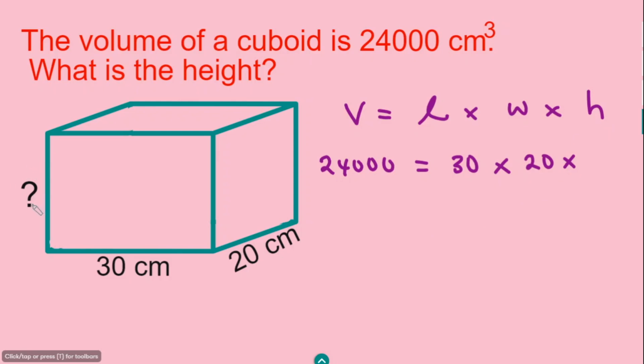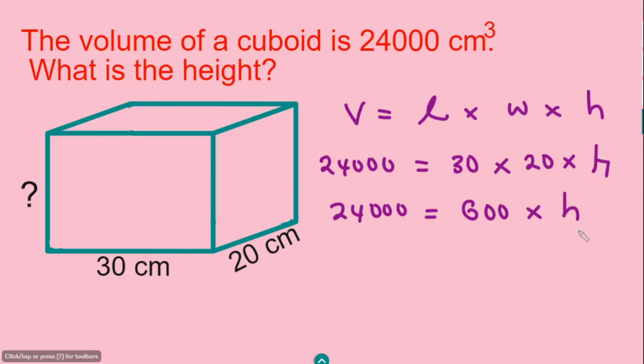Now the height, well, we don't know what it is. In fact, that's what we're really looking for, right? So I'm going to write here h for the height because we don't know what it is. Now let's see if we can simplify this even further. Of course, if you write this down, 24,000 is equal to 30 times 20, which gives us 600, and I'm going to multiply it by h. Now to find the height, there are two ways you could do this.